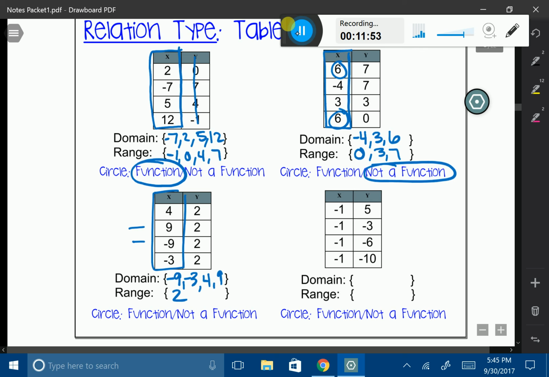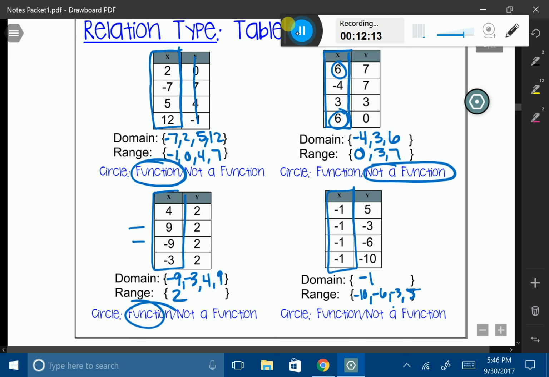Okay, and the last one. This is an interesting one. My domain, well, just one number. And my range values, well, they look all pretty different. So I'm going to go ahead and write those down. And if you look at your x values, obviously they do repeat. They repeat not only once, but 4 times. So this is definitely not a function.